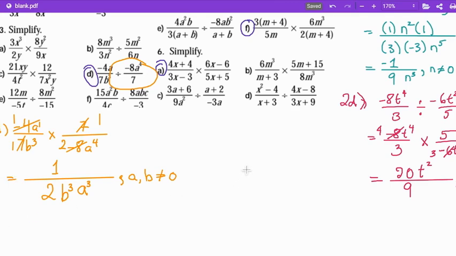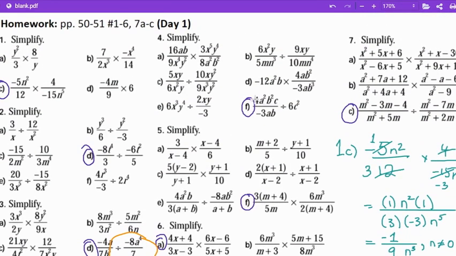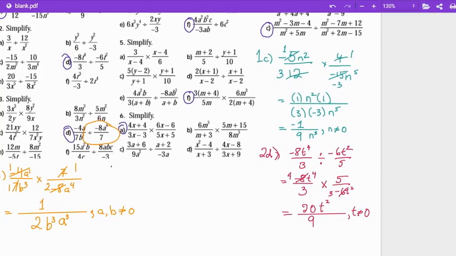Purple. Moving on to 4F. Okay, I've got to copy this down. 4F. We've got 4a squared b squared c over negative 3ab. And now we've got a reciprocal, right? So let's just make a red or a pink times to show that we're writing the reciprocal.